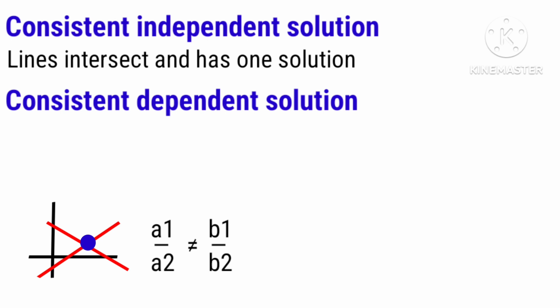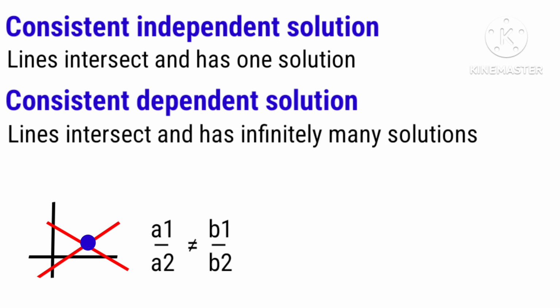So the formula of this type is A1 by A2 will be not equal to B1 by B2. Now the next type is consistent dependent solution. Here also we have intersecting lines, but there will be infinitely many solutions in it. That is, the first equation will lie exactly on the same line as the second equation.